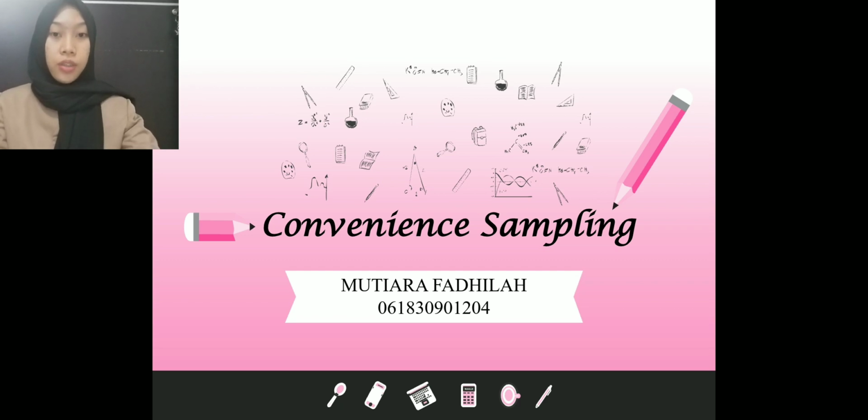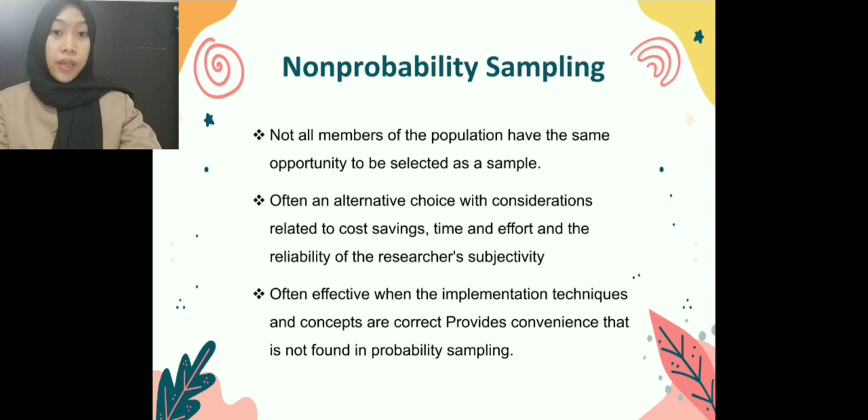In this video, I'm going to tell you about convenience sampling. Convenience sampling is one type of non-probability sampling. In non-probability sampling, not all members of the population have the same opportunity to be selected as a sample. It is often an alternative choice with considerations related to cost savings, time, and effort, and the reliability of the researcher's objectivity. It is often effective when the implementation techniques and concepts are correct. It provides convenience that is not found in probability sampling.